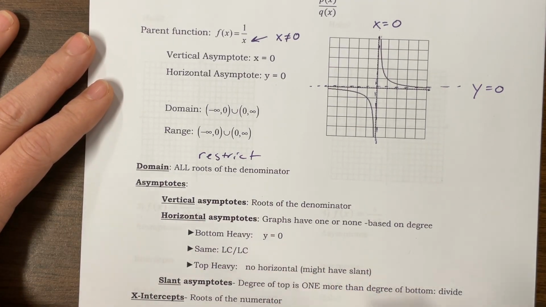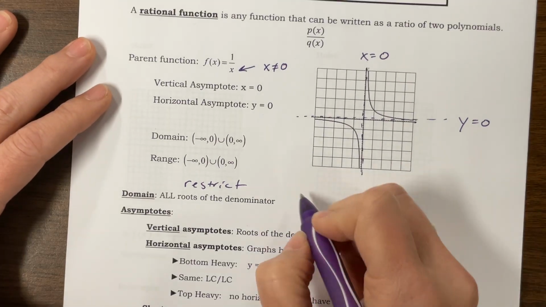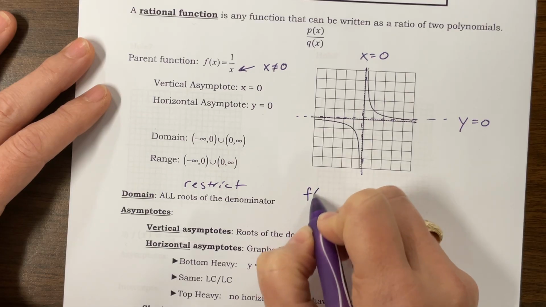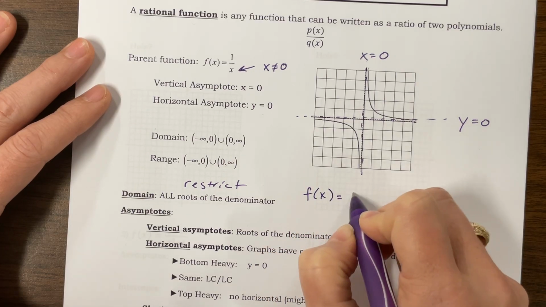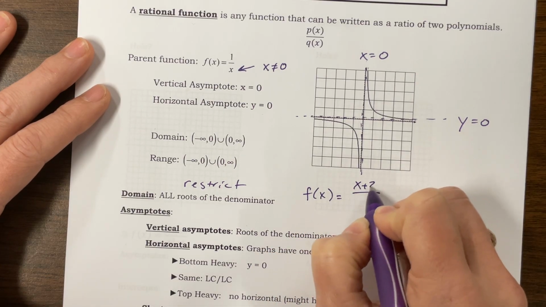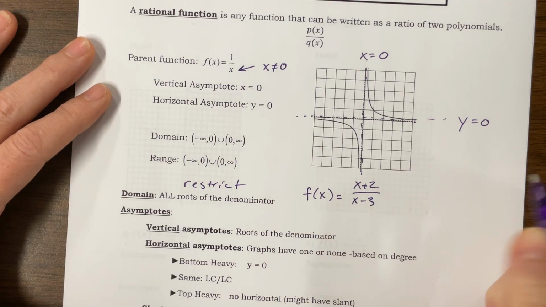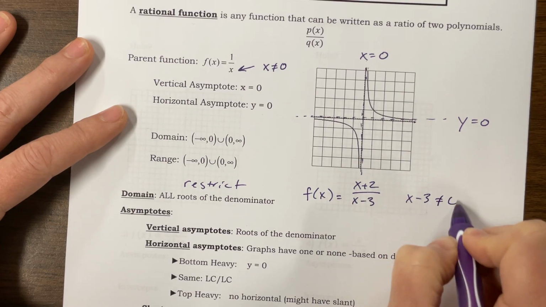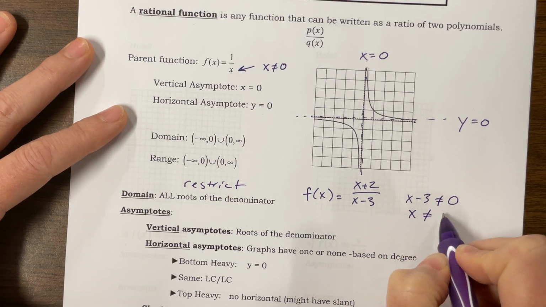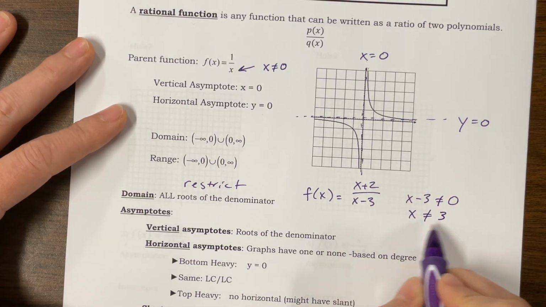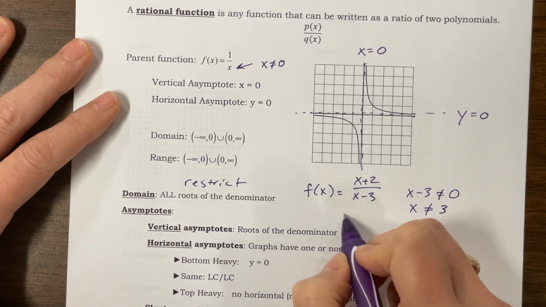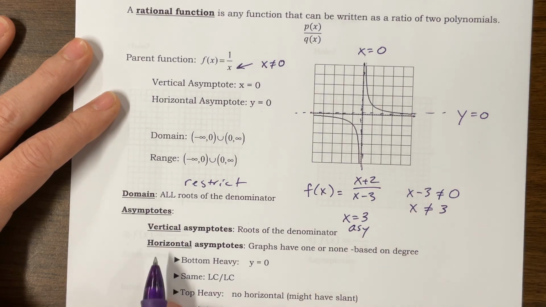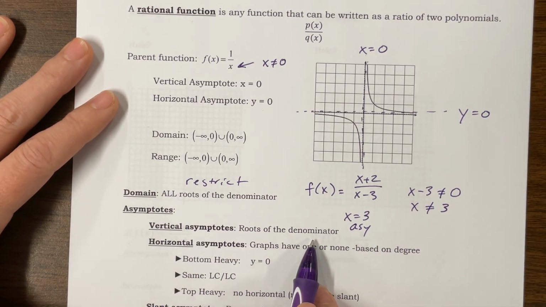Say I have some function and I don't really care what's in the top, x plus 2, and in the bottom I have an x minus 3. Well, I cannot let x minus 3 equal 0. So x cannot equal 3. That is a restriction of my domain. And then this, x equals 3, is an asymptote. So the vertical asymptotes are the roots of the denominators.